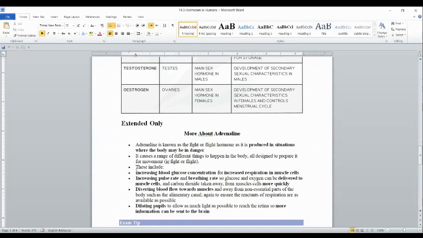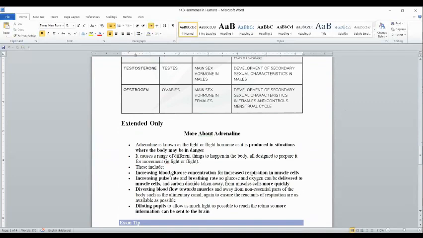So what are they again? Increasing the blood glucose concentration. Why should the blood glucose concentration in your body increase? Because your cells need to respire more. In respiration, you need glucose and oxygen. So more oxygen and more glucose should be sent to the cells for respiration. So that's why, in order to get more oxygen, your breathing rate increases.